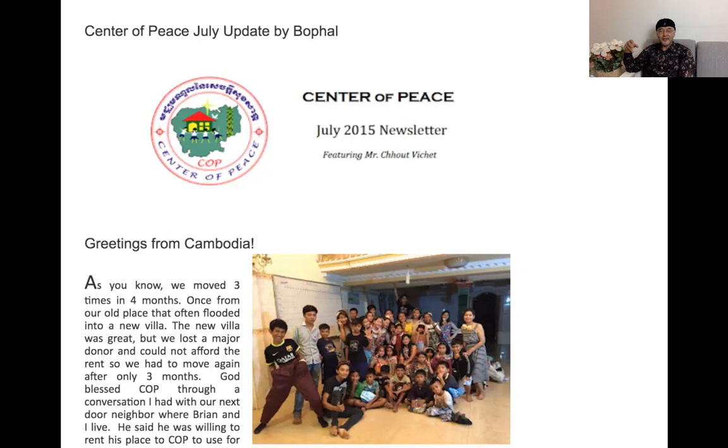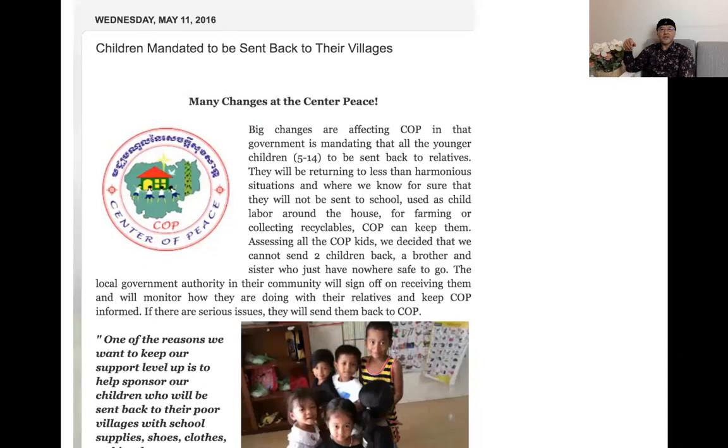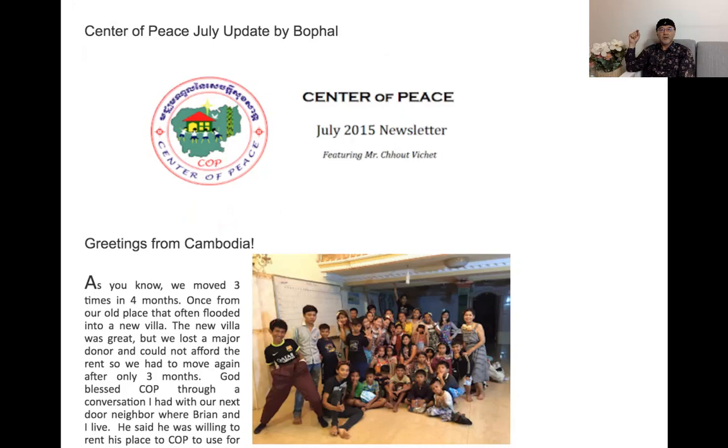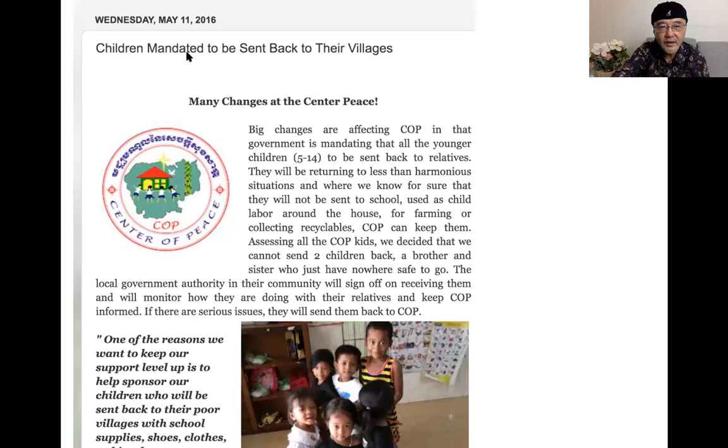Many changes at Central Peace. Big changes are affecting COP. Now, this is Wednesday, 2016. This was July 2015, and 2016, in May, right here. Something happened at COP. Big changes are affecting COP in that the government is mandating that all the younger children, 5 to 14, be sent back to their relatives. They will be returning to a less than harmonious situation, where we know for sure they will not be sent to school, and will be used as child labor around the house, for farming or collecting recyclables. COP can keep them.